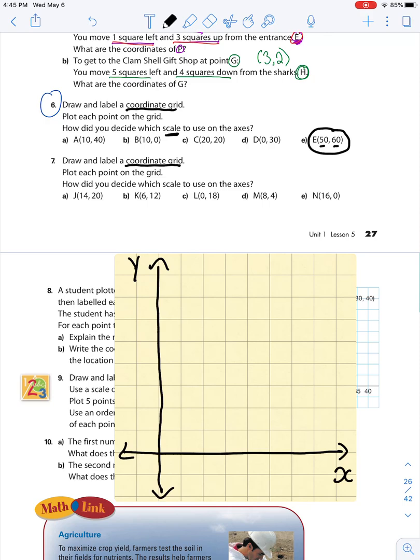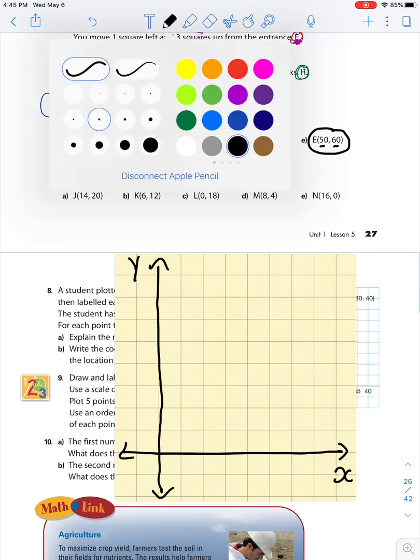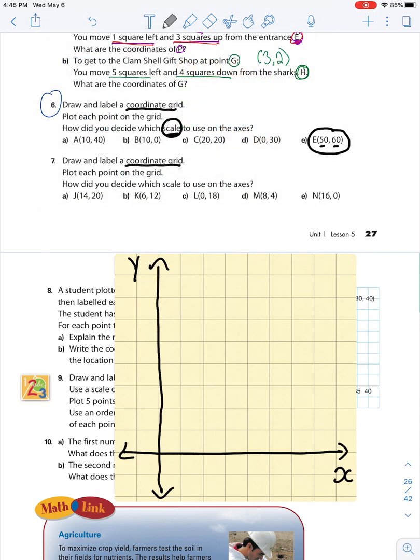Then we're going to decide upon the scale. This is kind of the thinking part. Well, I'm definitely not going to do all the way counting by ones. That would be ridiculous. So I'm going to use my pencil for this. I'm thinking maybe I skip count by tens. Let's see, 10, 20, 30, 40, 50, 60. Okay, that works for the grid that I drew. So I'm going to do that. 10, 20, 30, 40, 50, 60.